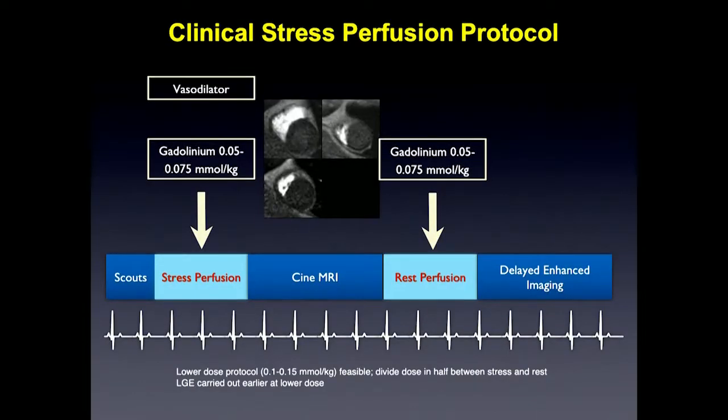And this is set out here. So for a stress perfusion protocol, you typically will do your stress perfusion first with your vasodilator, then you do your cine imaging, then you do your rest perfusion with the second half of the contrast bolus, and then your late gadolinium enhancement. So the question is, when should you do your late gadolinium enhancement? And if you're using a lower dose protocol, which is what many people are using now, you may want to do your late gadolinium enhancement immediately after your rest perfusion protocol, because that's going to be within about 10 to 15 minutes of your first injection of gadolinium.